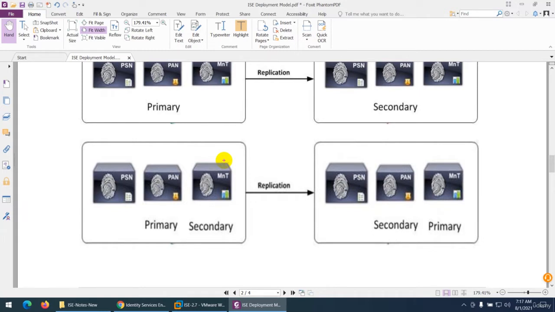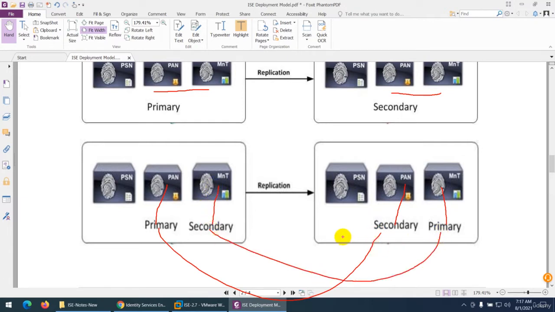But you can do a mix and match, I would say. You can do such a thing as well. Here PAN is primary, but MNT is secondary. And here PAN is secondary and MNT is primary. Here both were primary and here both were secondary. But what I did was a mix and match: this PAN is primary and MNT is secondary. But in the second box, because PAN was already primary here, it becomes secondary. And MNT was secondary here, so it becomes primary. So you have two boxes and it's up to you.